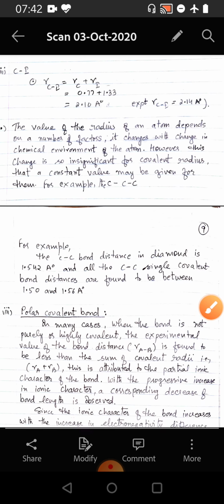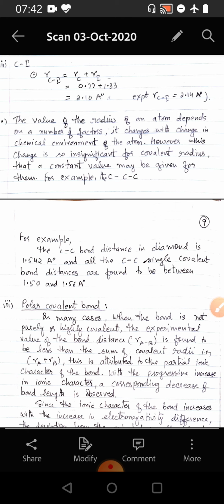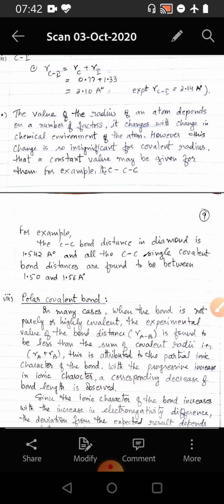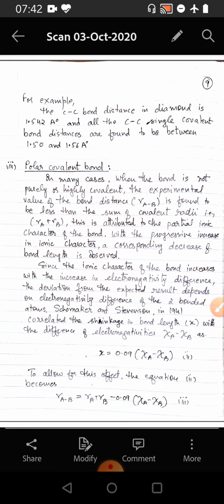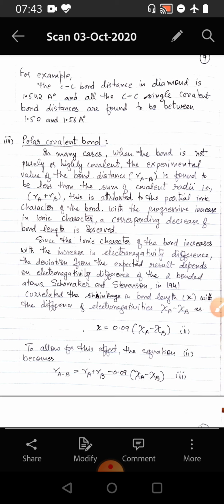The value of the radius of an atom depends on a number of factors. It changes with change in chemical environment of the atom. However, this change is so insignificant for covalent radius that a constant value may be given for them. For example, the C-C bond distance in diamond is 1.542 angstrom, and all the C-C single covalent bond distances are found to be between 1.50 and 1.56 angstrom.